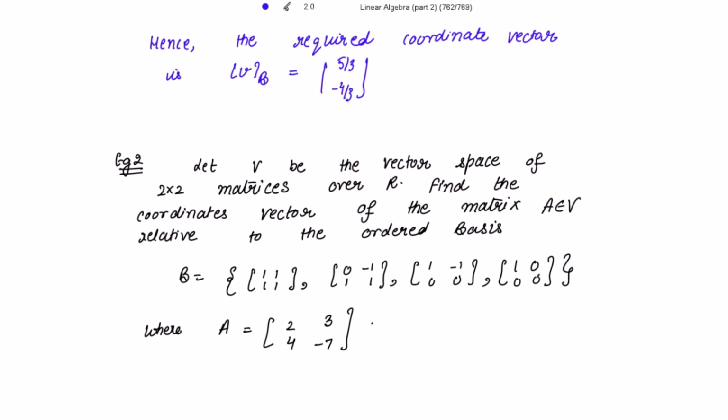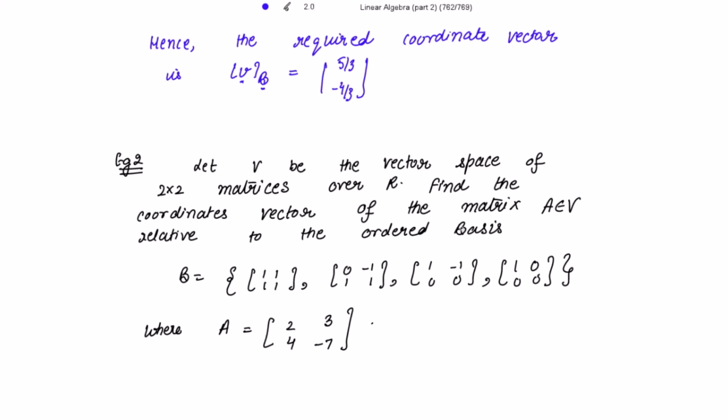So these are actually the coordinates of vector V relative to the ordered basis B, and this complete vector is your coordinate vector having the coordinates 5 by 3 and minus 4 by 3, right? So this is your required coordinate vector of V relative to the ordered basis B, right? So let's take up the second example.